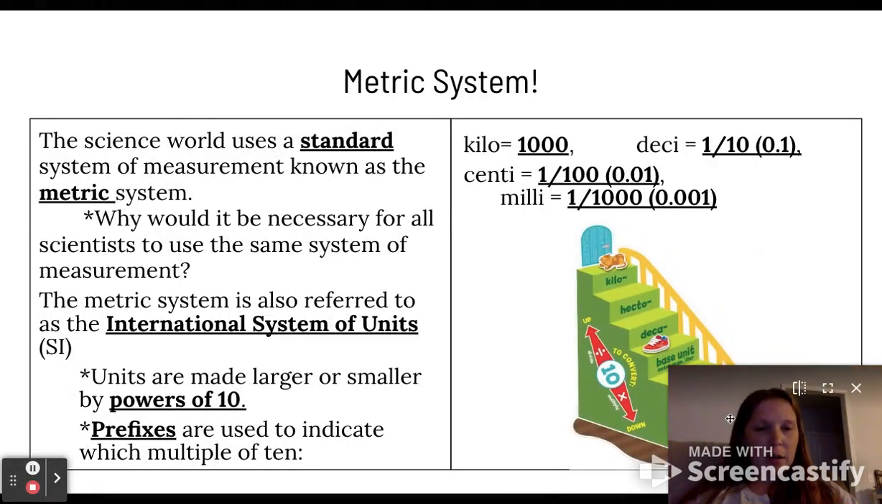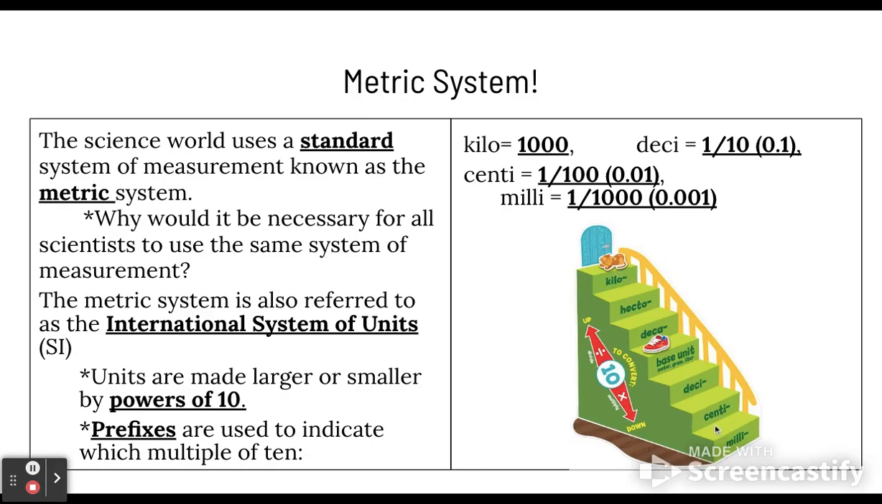Here, let me X out of my picture really quick. You can see the prefixes here that you can look at. These prefixes up here at the top of the steps are bigger prefixes. The ones at the bottom are smaller prefixes.